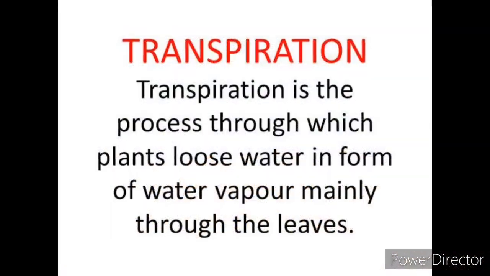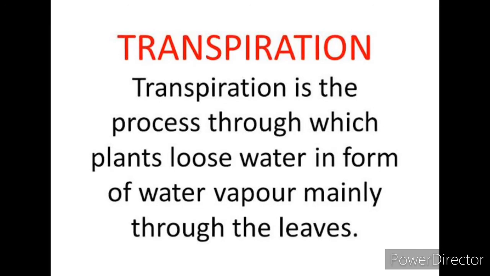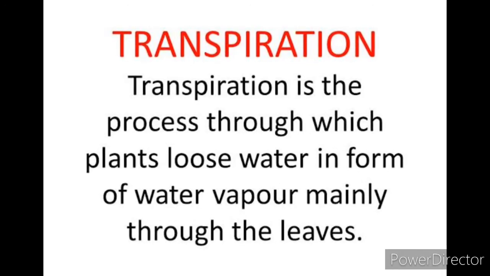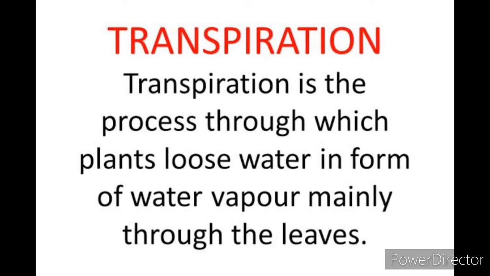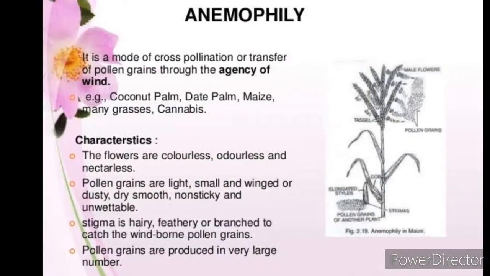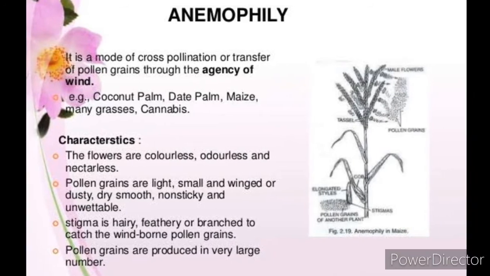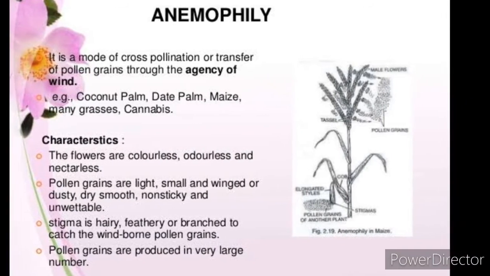You know what is transpiration? Transpiration is the loss of water from the plant as water vapor through the aerial parts of the plant. Anemophilous means the kind of pollination. Pollination by wind is called anemophilous, right?